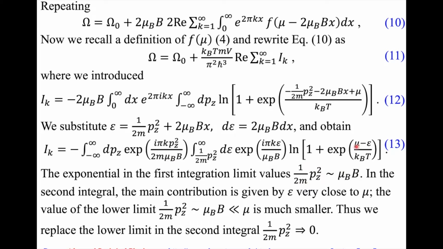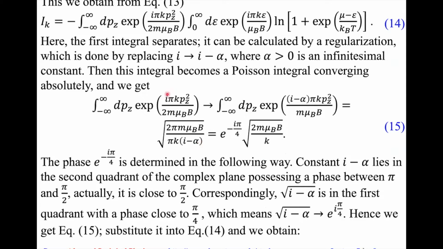Now, in the second integral, epsilon contributes very close to mu, so only electrons very close to the Fermi surface contribute, and the width of the interval is very small, k_B T, the smallest quantity in this problem. This value, p_z squared, is of order of the magnetic field, as we know from the first integral, and is much smaller than mu. So epsilon is close to mu, but the lower limit of epsilon is much smaller than mu. It doesn't matter how much smaller, you can safely replace it by 0. So doing so, we obtain the next formula.